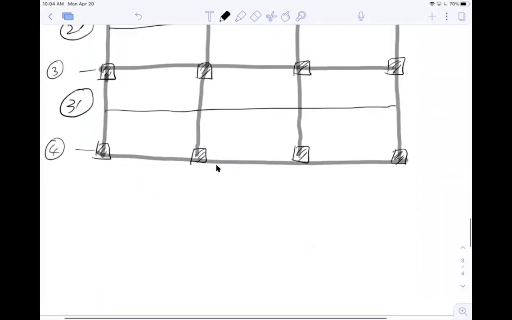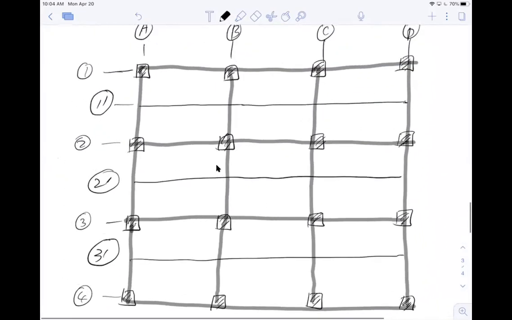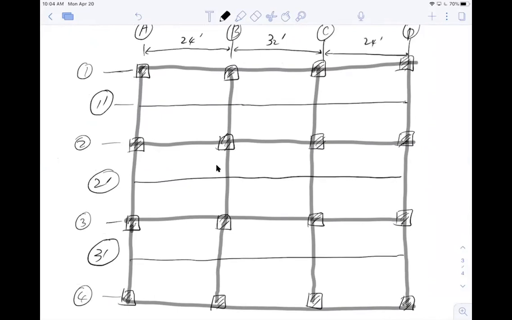So let's take a look. Let's call this 24 feet. For some reason, I just want to call it 24 feet, okay? So this is, say, 32 feet. And this is 24 again. Okay, and then between this outside beam and the interior beam, I have about 10 feet, 10 feet, etc. All uniform.